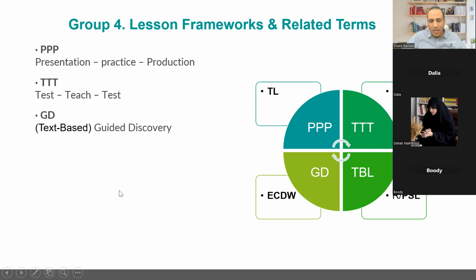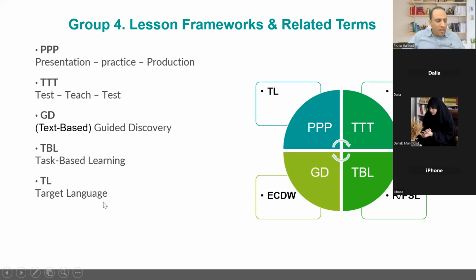This one is not very common. Task-based learning. Some people say TBT, task-based teaching. Here we have some related terminologies. What do you think this one is? TL. Target language. The target language is the language that you are focusing on in the lesson: vocabulary, grammar, or functional language.